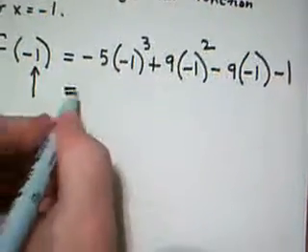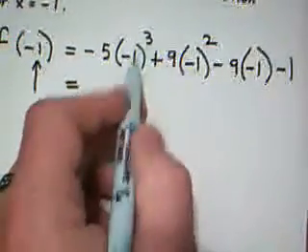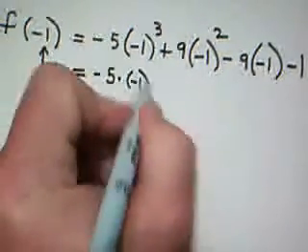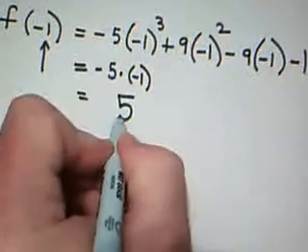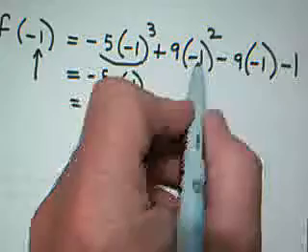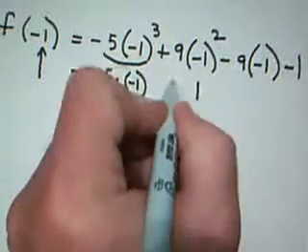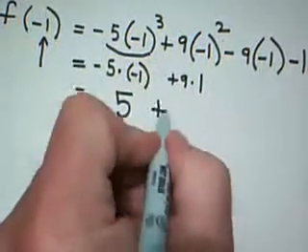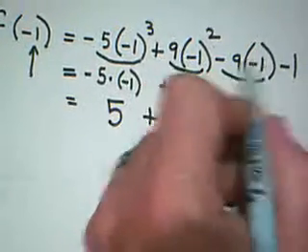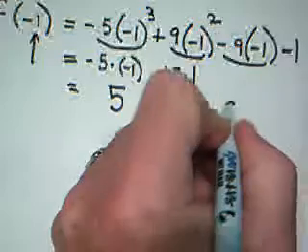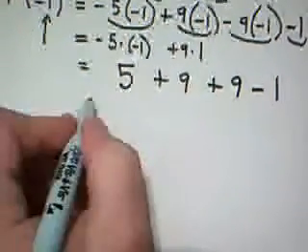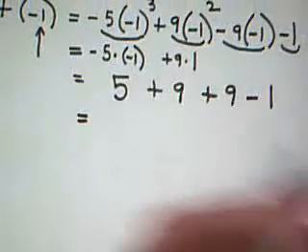We do our arithmetic. -1 cubed is -1. But -5 times -1 would be a +5. So that's that part. Here, -1 squared is 1. 9 times 1 is a +9. That's this part. -9 times -1 is a +9. And my last number is a -1. And we just sort of do our work from here.